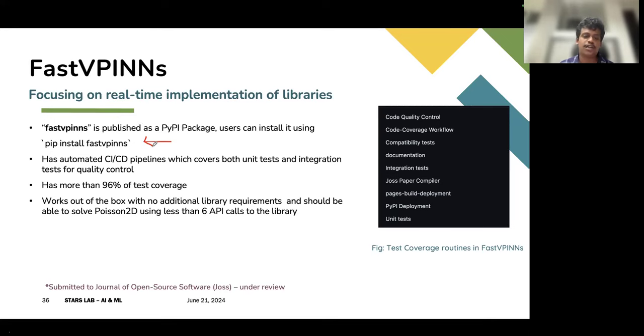This code has all kinds of quality assurance checks, where we have unit tests, where we check each module, and integration tests, where you try to solve a PDE and make sure that it reaches a certain accuracy, and only then it passes. And then there are compatibility tests, which ensure it runs on almost all versions of Python and different operating systems and so on. Currently, as per the metrics from Codecov, we have 96% test coverage. And one thing we feel good about in writing this library is that you should be able to solve a simple Poisson 2D equation with fewer than 6 API calls to the library.